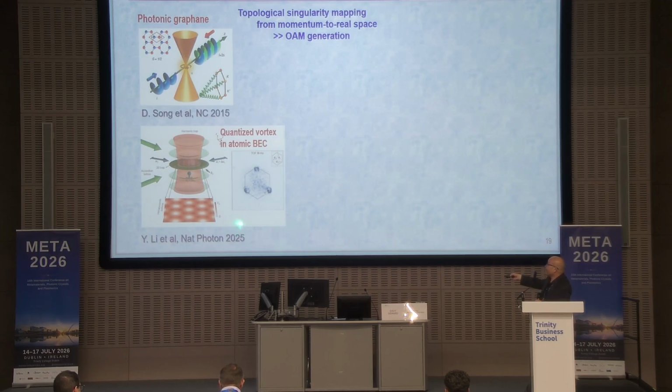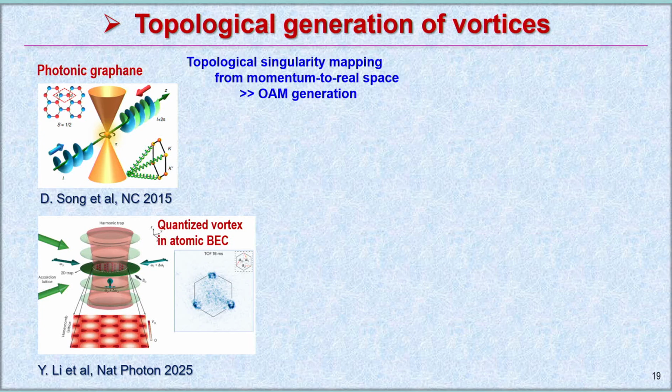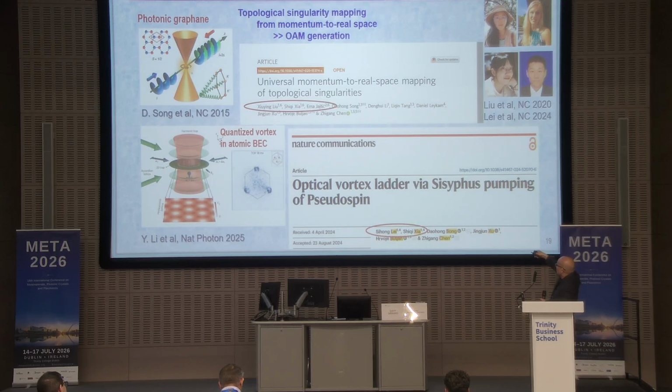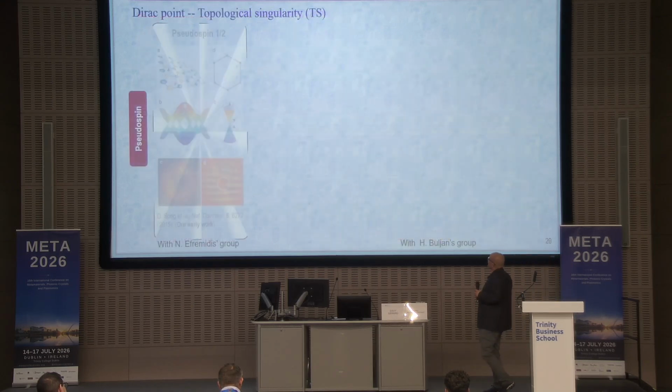I just want to mention that 10 years later, a group from Shaanxi University in China demonstrated this in quantized vortices in atomic BEC, but using the same concept of exciting the converging Dirac point with this pseudo-spin mapping. Of course, we have other research work later on with Hilbert-Boolean. We developed a theory for the universal mapping from momentum to real space. And then we have this vortex ladder generation by what they call the Sisyphus pumping.